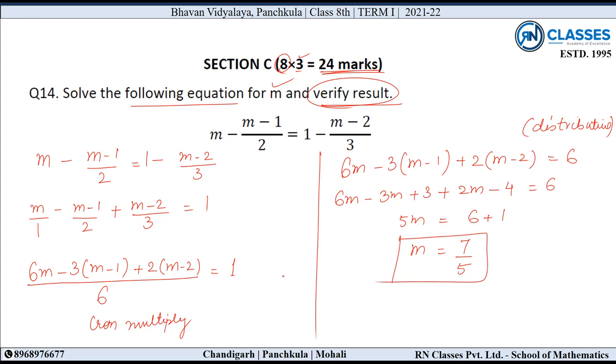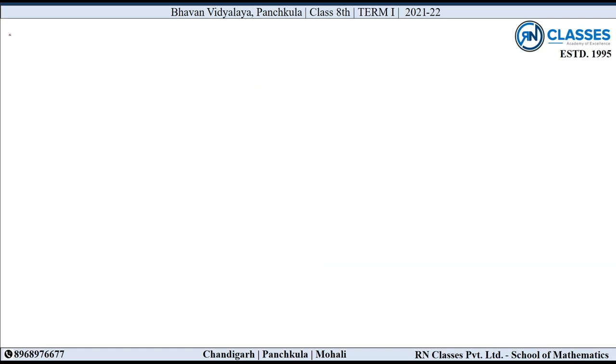सो 2 मार्क्स तो यही मिल गए. अब वेरीफाई करना है रिजल्ट को. वेरीफाई कैसे करेंगे? LHS इक्वल टू RHS करके कर देते हैं. LHS इक्वल टू RHS, नॉट अ डिफिकल्ट थिंग. वेरीफाई करेंगे. ठीक है? अब LHS, मेरे पास LHS है क्या?